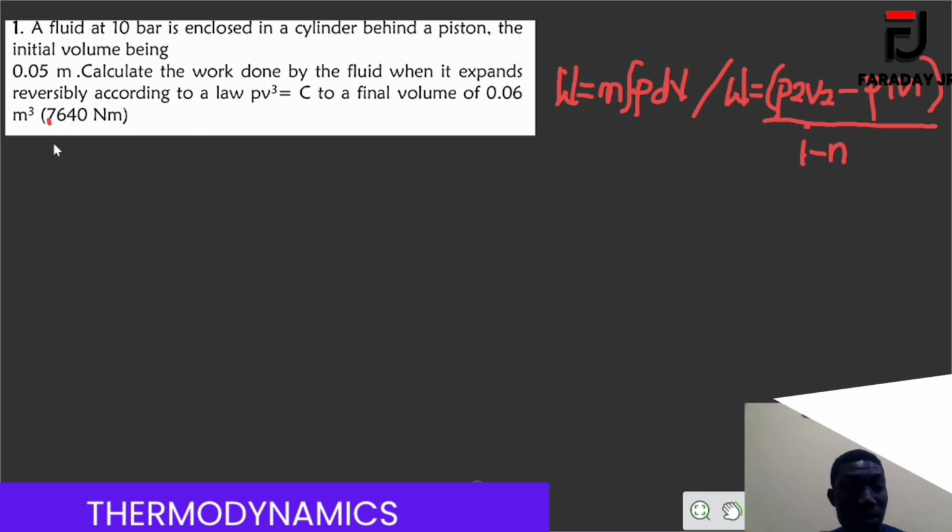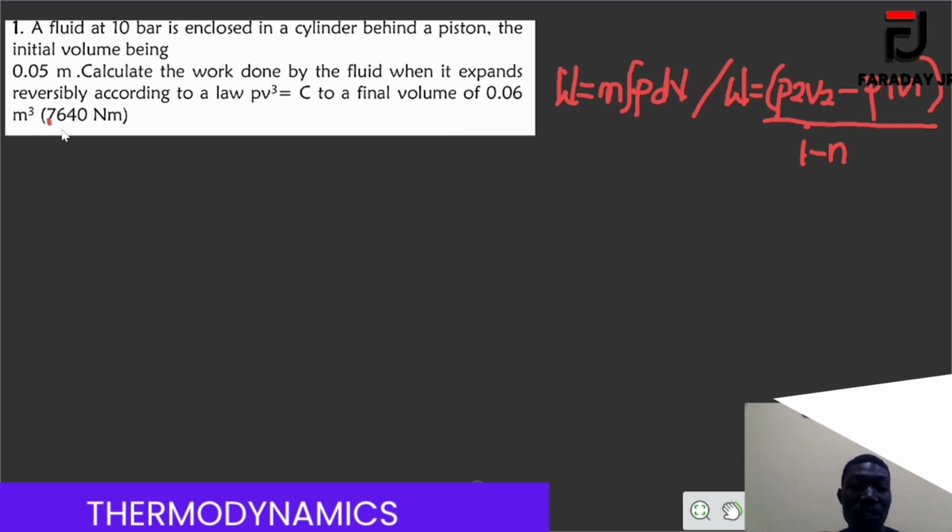Okay, so let's start. Now it says that a fluid at 10 bar is enclosed in a cylinder behind a piston, the initial volume being 0.05 meters cubed. Calculate the work done by the fluid when it expands reversibly according to a law PV cubed is equal to C to a final volume of 0.06 meter cubed.